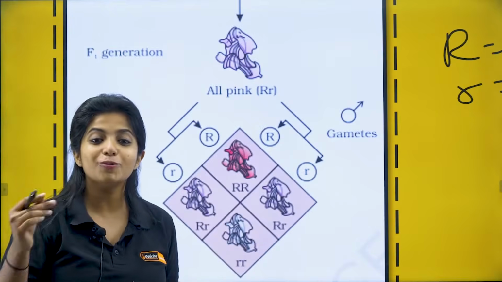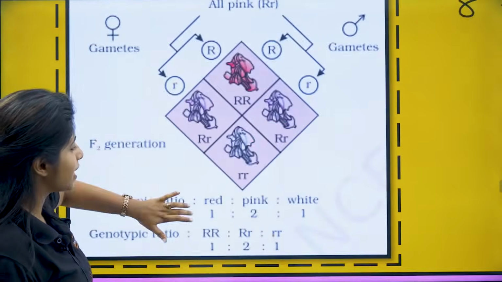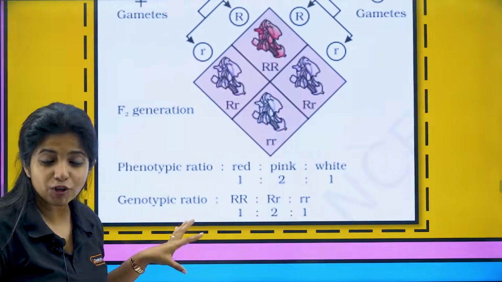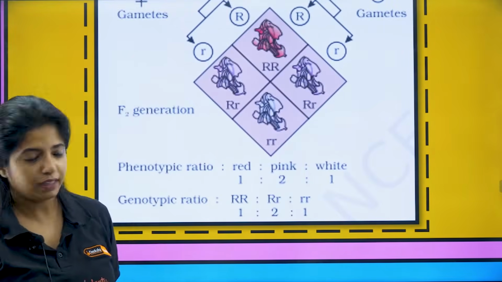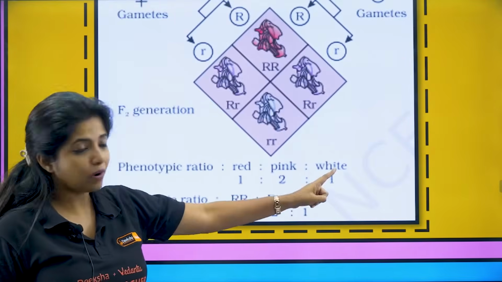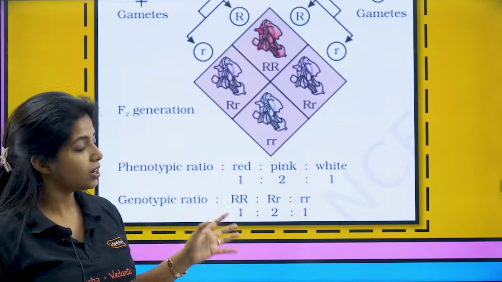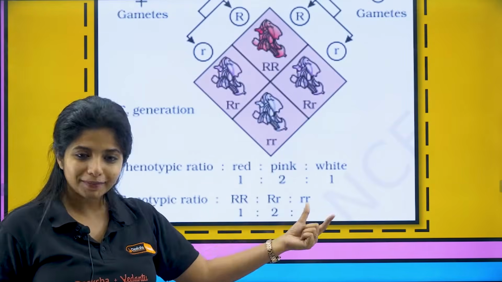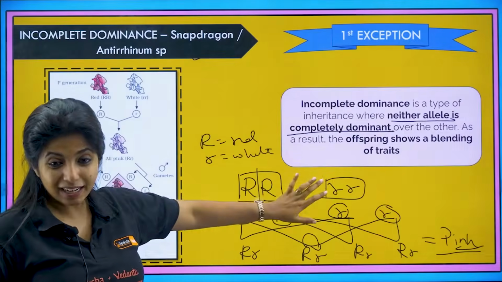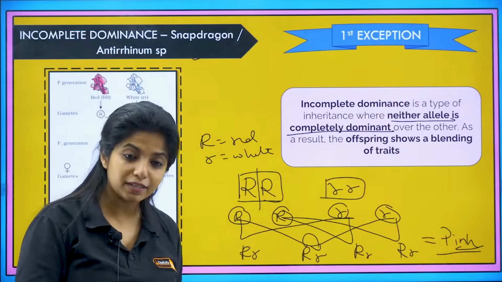So 1:2:1 again is the phenotypic ratio, and that is exactly given over here. Phenotypic and genotypic ratio remains the same in F2 generation in incomplete dominant plants, my dear children. So 1 red, 2 pink, 1 white. That is the phenotypic, physical appearance. Genotypic, capital R, small r, 1:2:1. Cool. So this is one such exception of Mendel's cross.